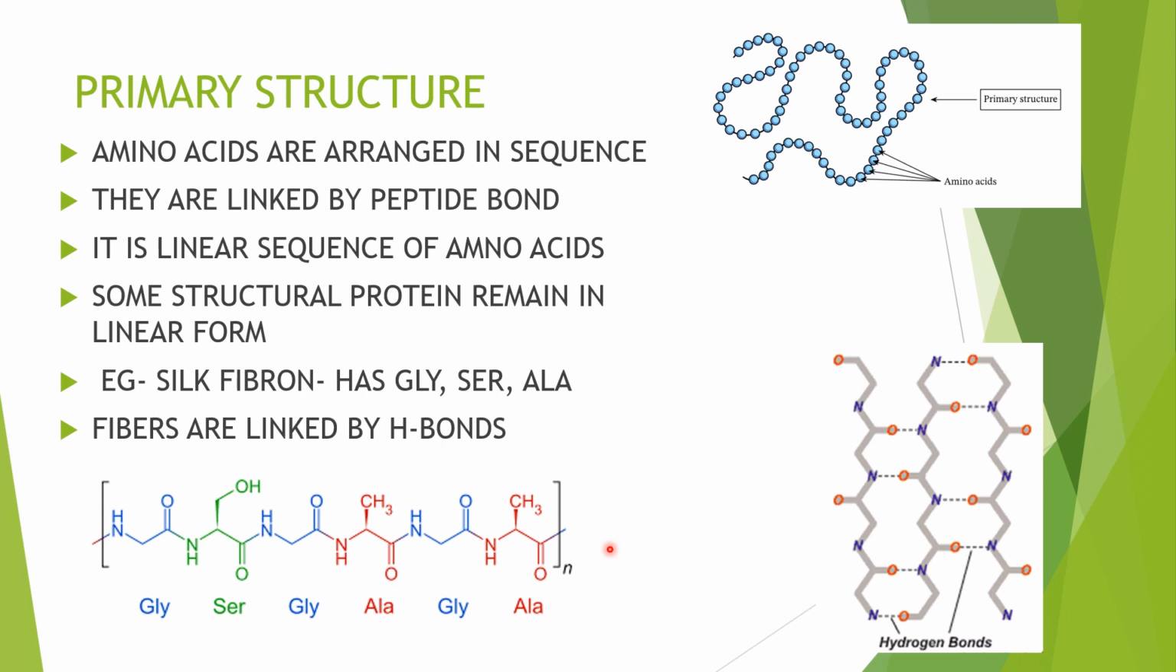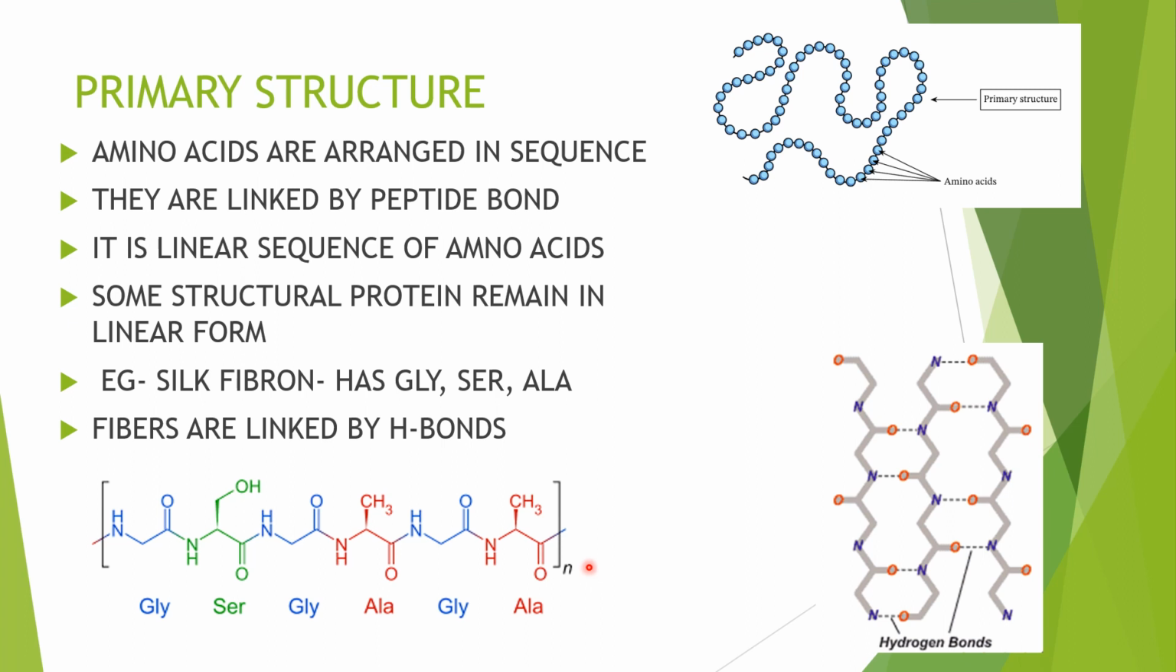Some structural proteins remain in this linear form only, as in the case of silk fibroin. The silk fibroin protein consists of glycine, serine as well as alanine, and this is how it is made up. And these individual fibers are again linked by hydrogen bonds. So for silk fibroin protein, it is simply the linear structure which exists.